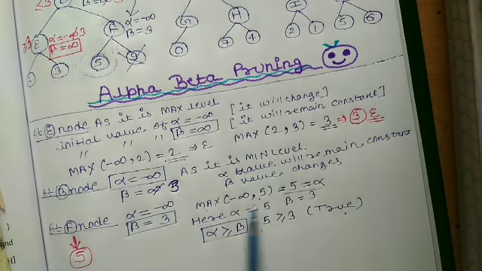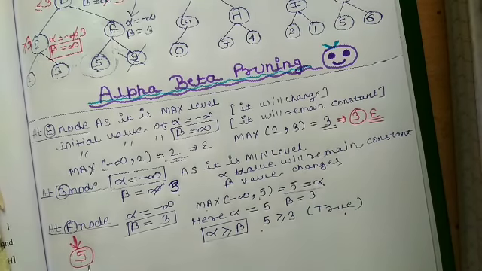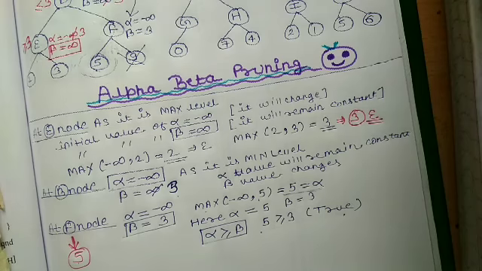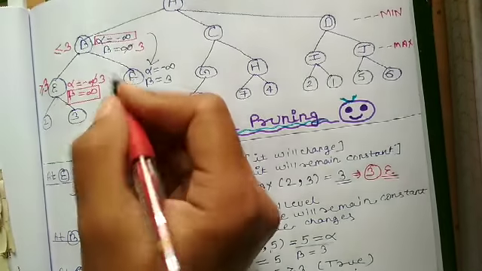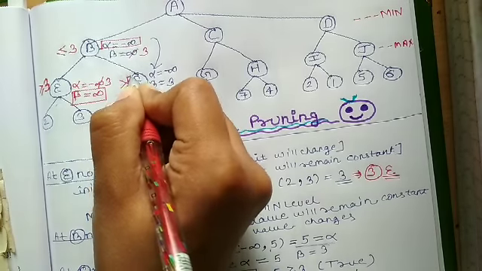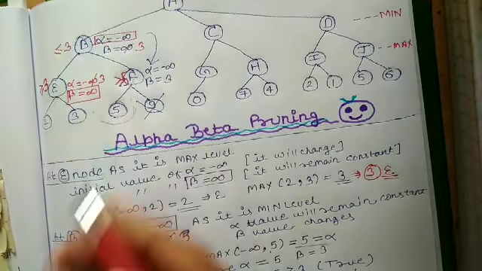Beta is constant, alpha is changing, and it has been given the value 5. So the beta node value we have to change here also. The beta node value will become 5, greater than or equal to 5. Okay, I have less space. I hope you are getting this.